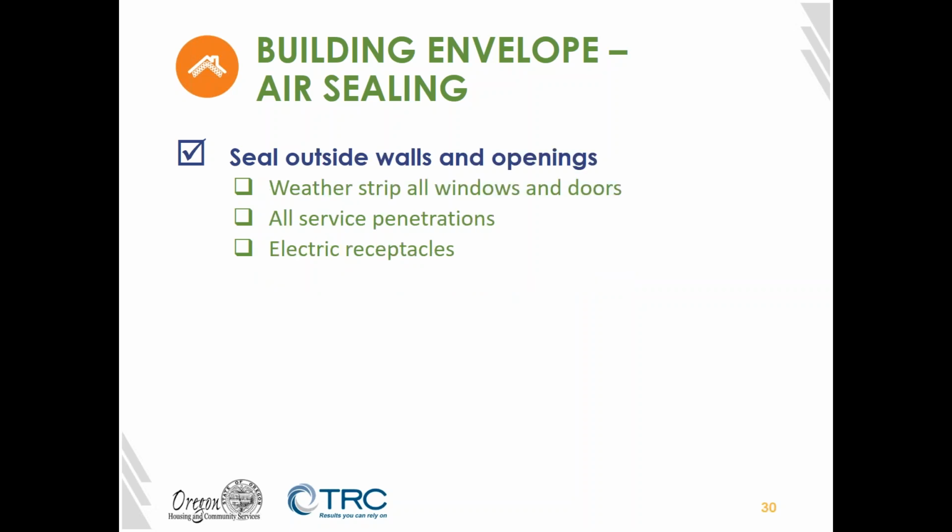We also want to seal our outside walls and openings, which means weather stripping all windows and doors, sealing all surface penetrations and electric receptacles on any outside walls. So there's a lot of stuff to do for air sealing, and air sealing is really, really important. This is not an air sealing webinar, so we'll move on from there. But there's lots to do for air sealing, particularly in existing buildings.